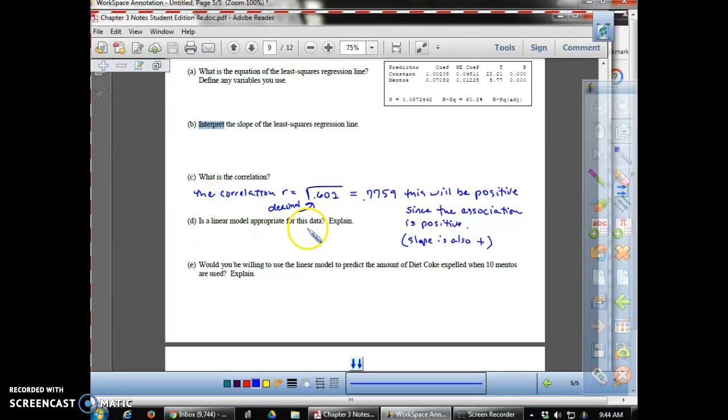Okay, is a linear model appropriate for this data? And I would say somewhat. It's not terribly strong, but somewhat. Let me tell you why.